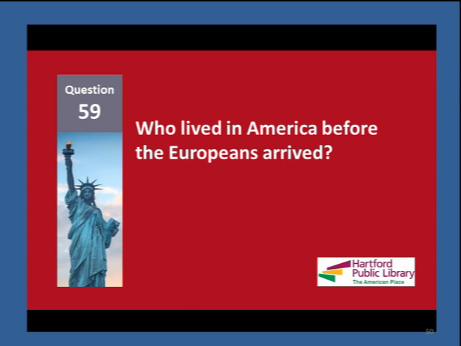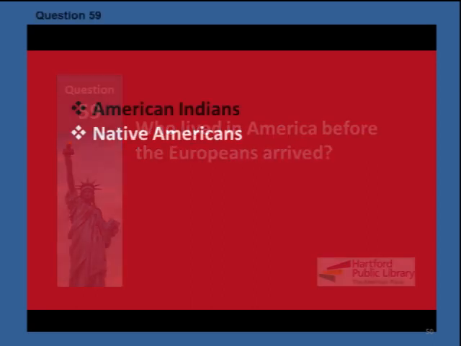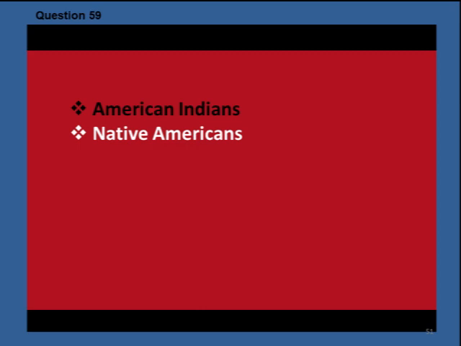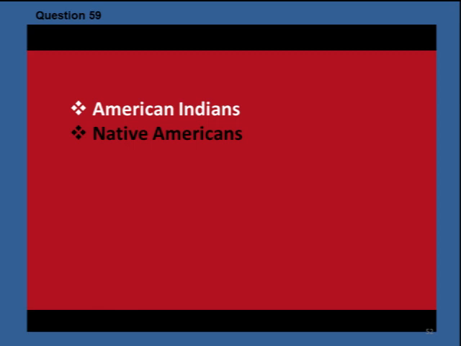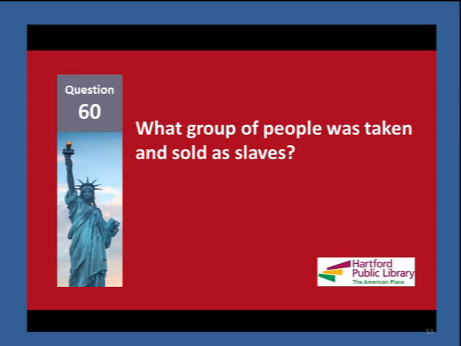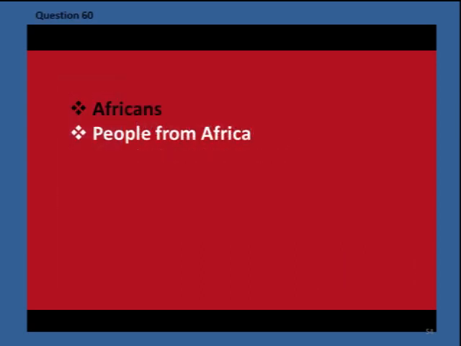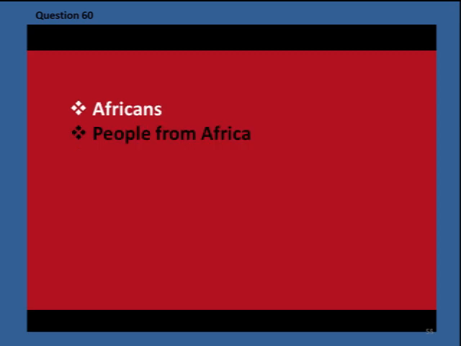Question 59. Who lived in America before the Europeans arrived? American Indians. Before the Europeans arrived, American Indians, or Native Americans, lived in America. Question 60. What group of people was taken to America and sold as slaves? Africans. Africans, or people from Africa, were taken to America and sold as slaves.